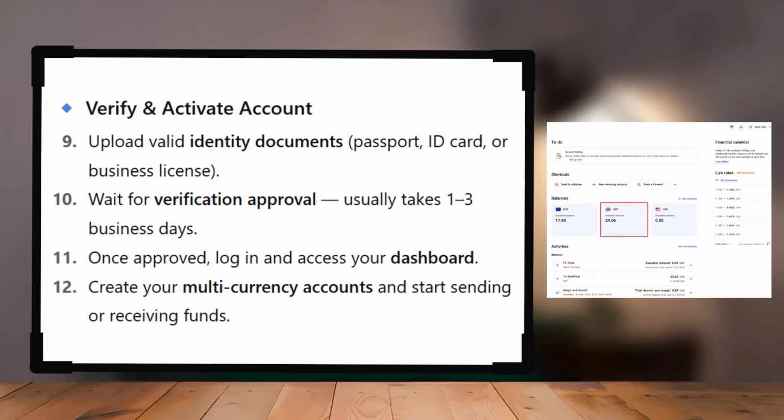Now, upload valid identity documents like passport, ID card, or business license. Then, wait for verification approval. It usually takes 1 to 3 business days. Once approved, log in and access your dashboard. Finally, create your multi-currency accounts and start sending or receiving funds.